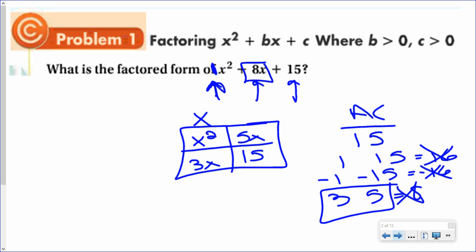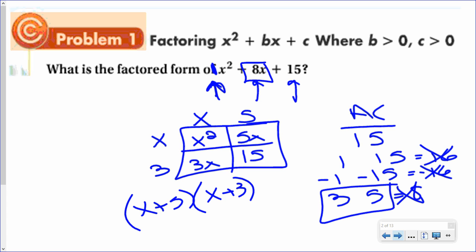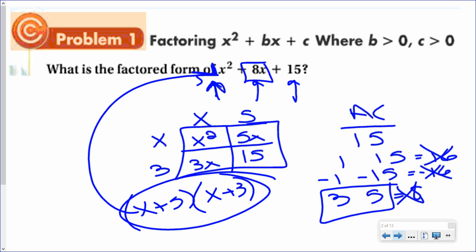From the top down again, between 5 and 15, you could divide both of them by the number 5. You can't take the letter x out of both of them because 15 doesn't have one. From the side, between x squared and 5x, you could take out just a 1x. And between 3x and 15, you could divide them both by 3. Your final answer would be x plus 5 and x plus 3. If you'd FOIL that back out, you'd end up getting this answer. So if you ever want to check your work, it's easy to do.